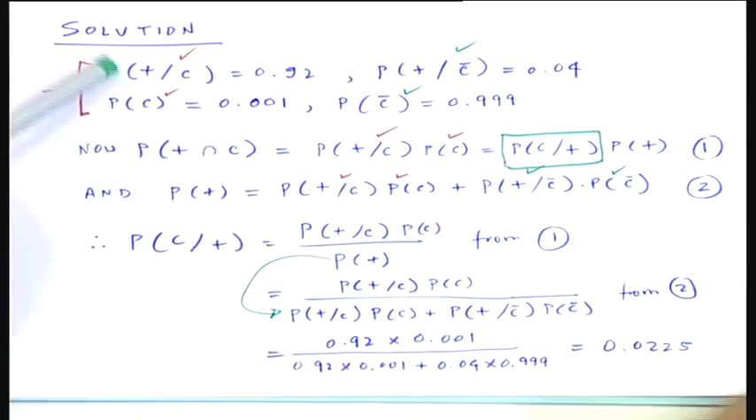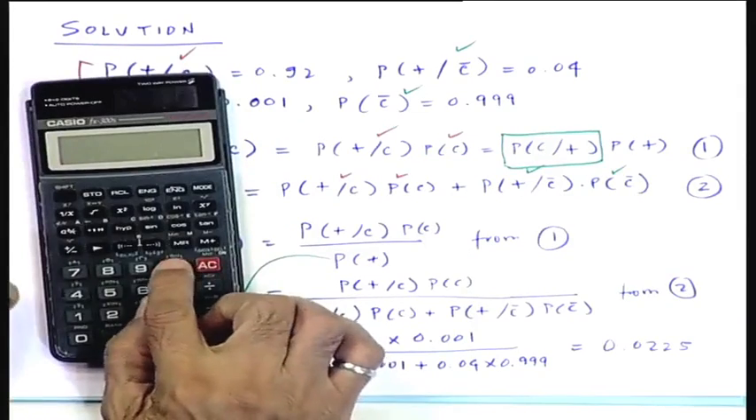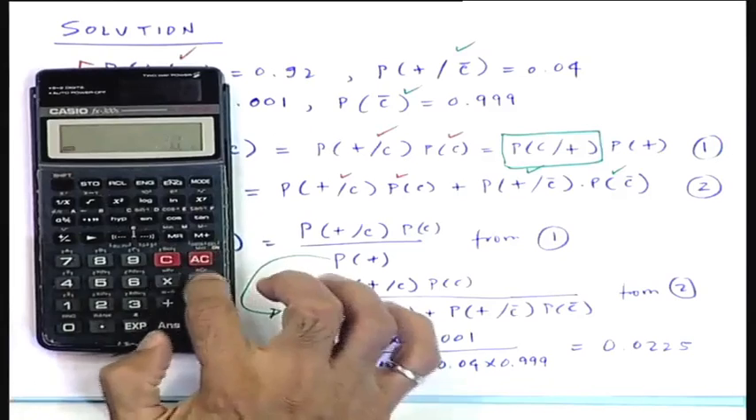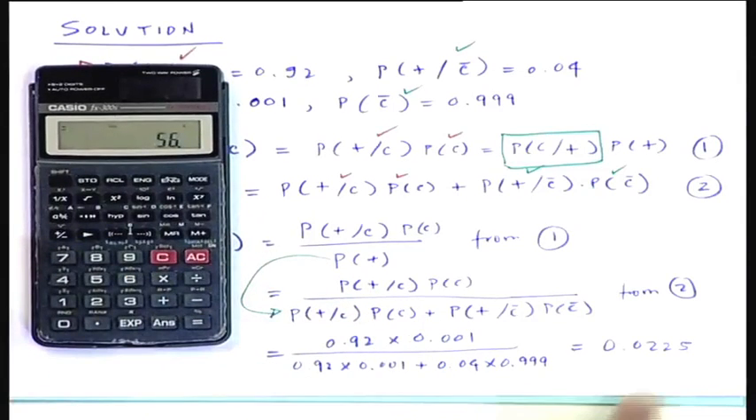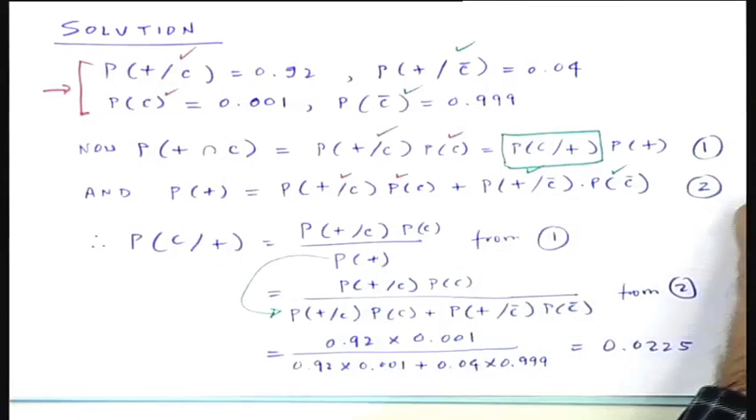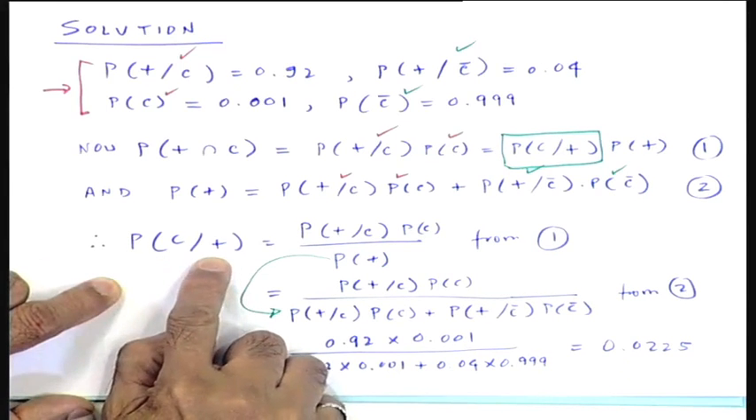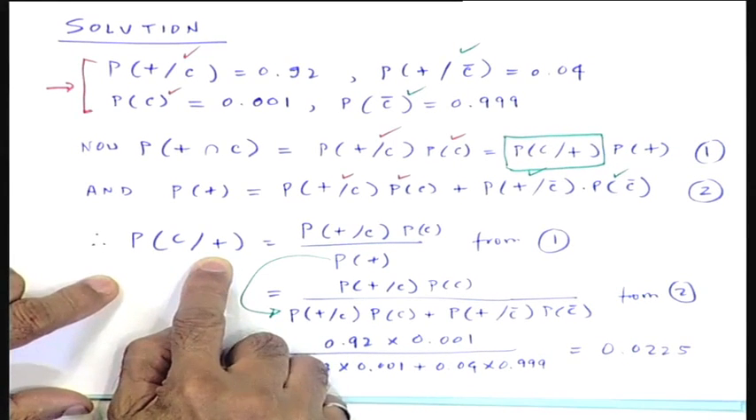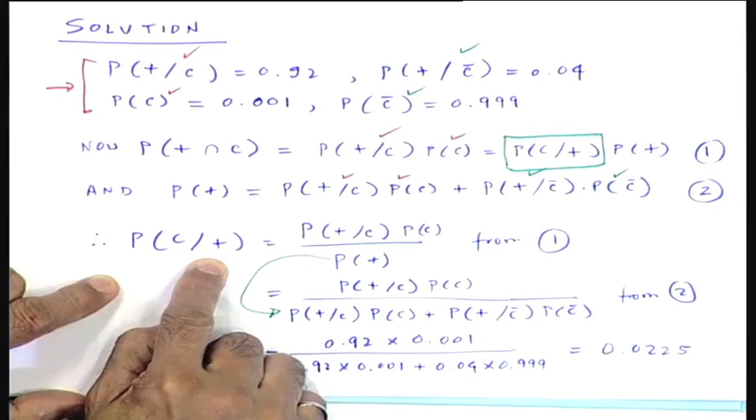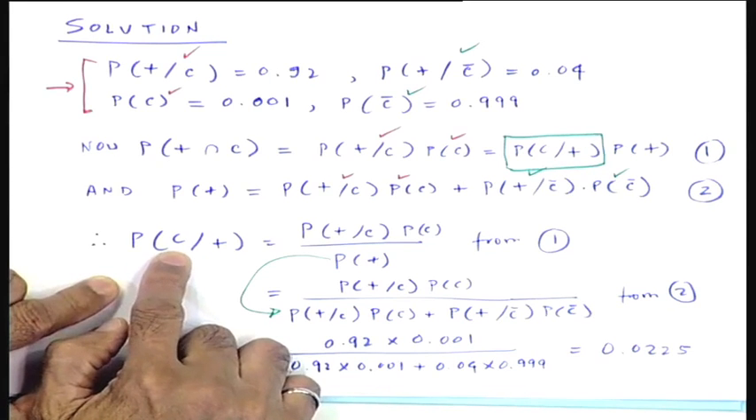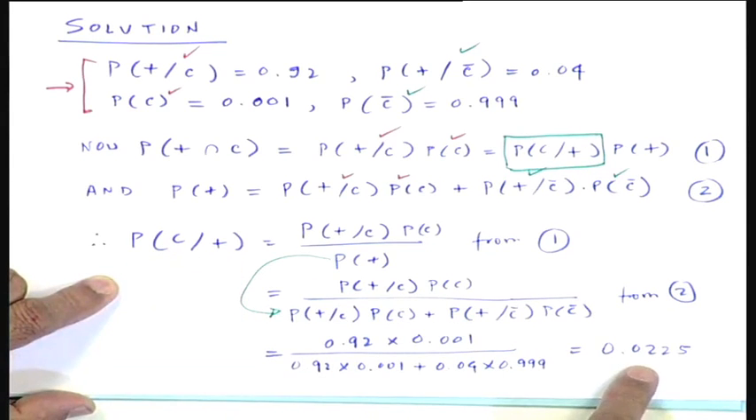And if I do that, and I use my machine, and do some multiplication, divide, and so on, I get 0.0225. That is the probability, believe me. That is the probability of a person having cancer if the test is shown as positive. The instrument says the person has cancer and is truly having cancer is this. So the probability of truly having cancer, given that the test is positive, is only 2%.